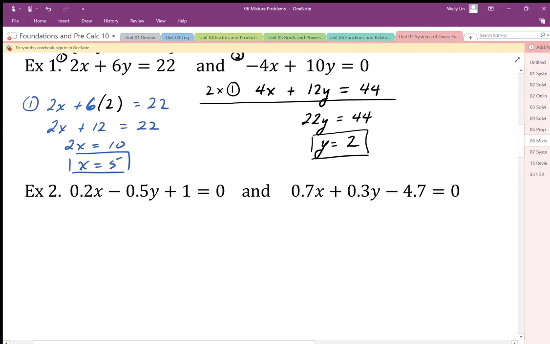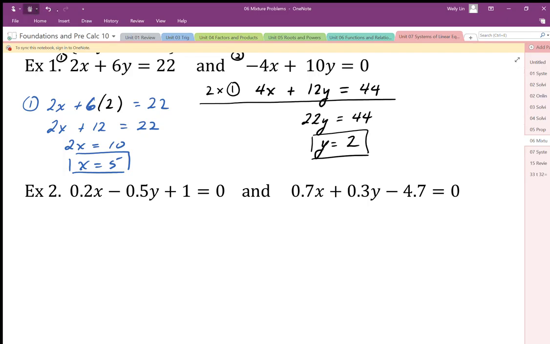Here, what could we do? I can do either substitution or match coefficients. I think in this case it may be easier to match the coefficients because of these decimals, and we'd end up with decimals all over the place. So I'm going to multiply by 10 and find the lowest common multiple. I'm going to multiply this by 70 and this by 20, and we'll get a common multiple and we can eliminate the x variable.